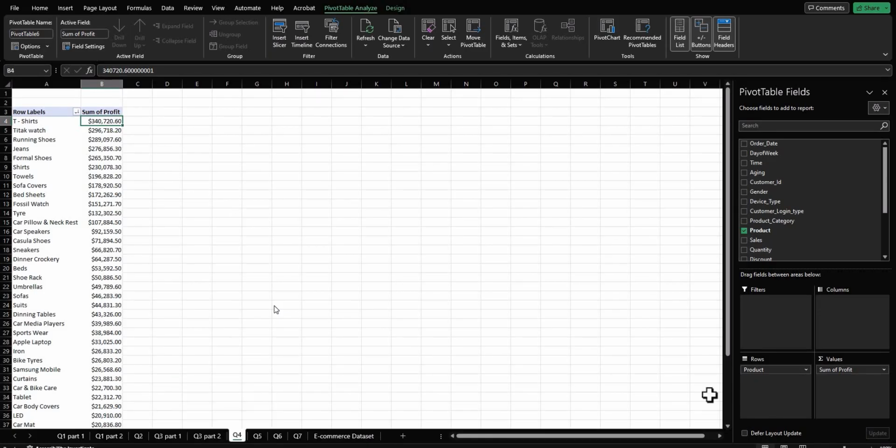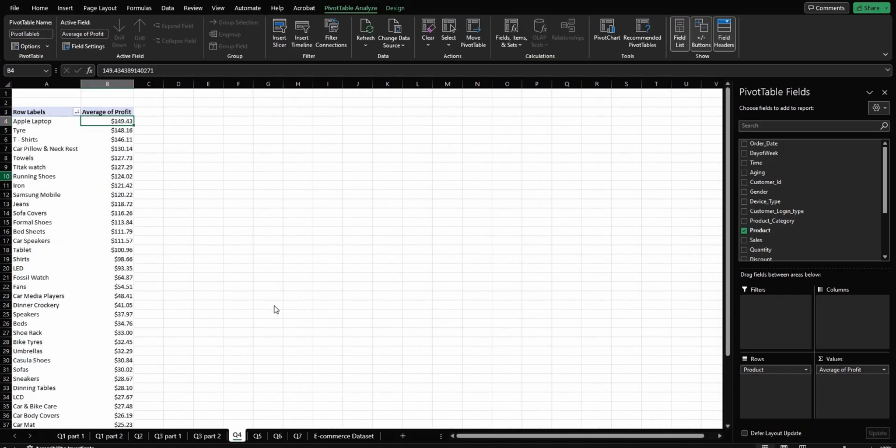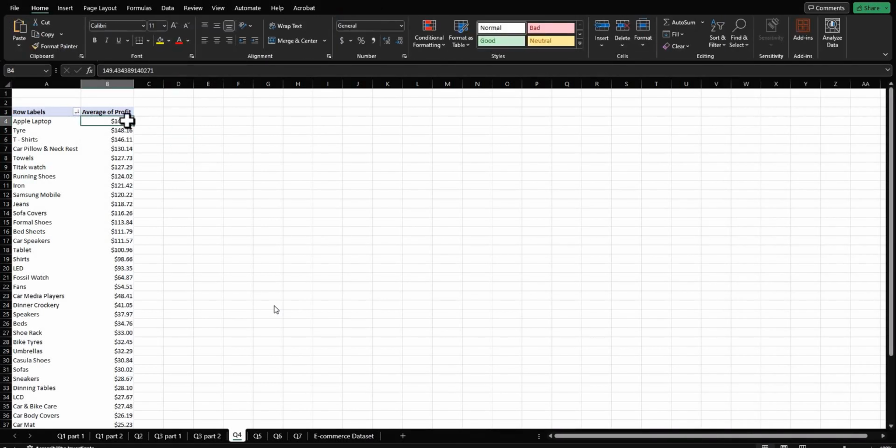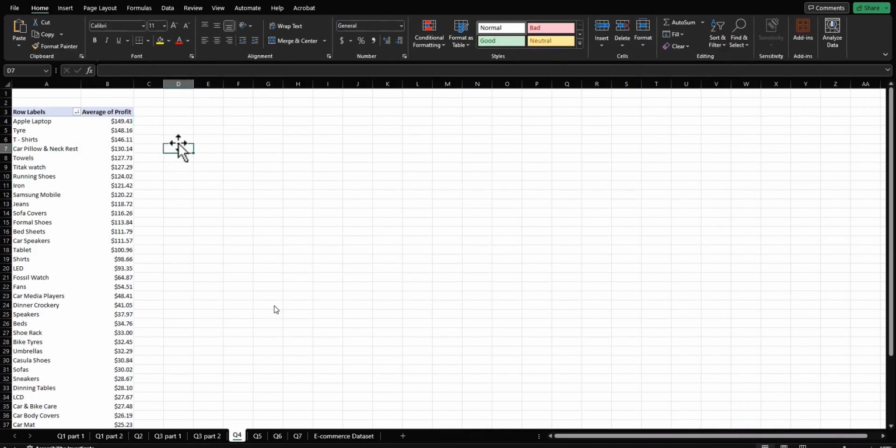So I thought of that again, and I said instead of sum, let's do average. What that will do is that will average out the value of the profit by all the separate products, which means they'll be on a more even playing field. And there we see t-shirts fall down till number 3, and instead Apple laptops are number 1, which is kind of silly that we're only making $149 off of that, but that's good enough.